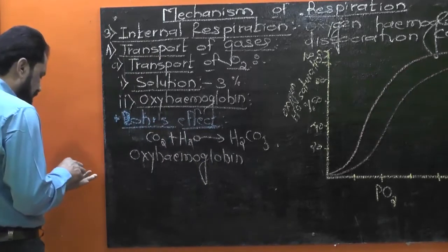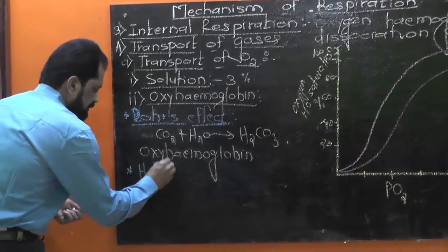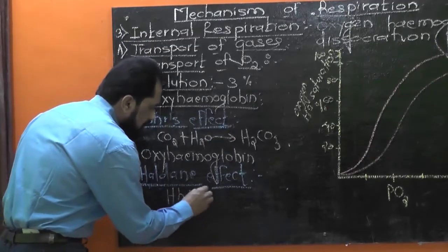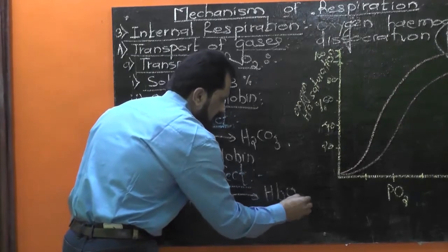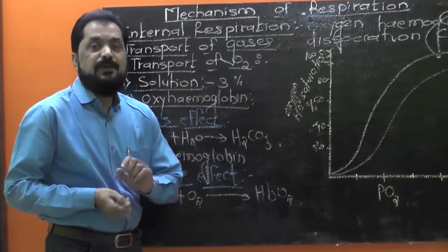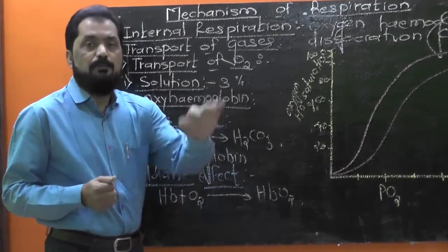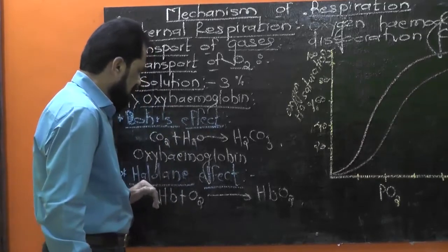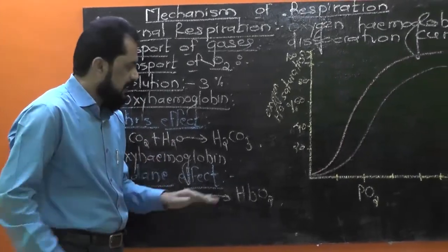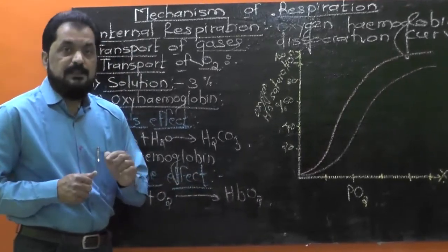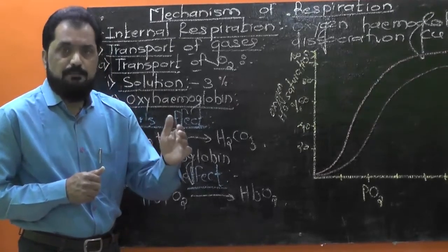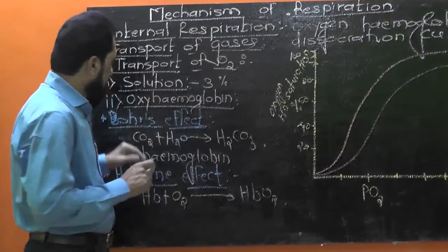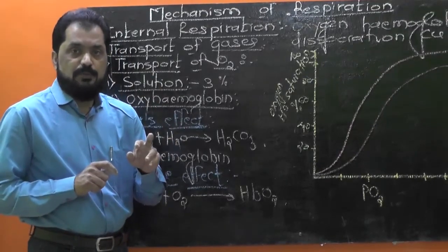While another effect is the Haldane effect. The Haldane effect represents the binding of hemoglobin with oxygen, that is the formation of oxyhemoglobin. It facilitates displacing CO2 from blood. Try to understand. Here the Haldane effect describes that the binding of oxygen with hemoglobin and formation of oxyhemoglobin displaces the carbon dioxide from the blood. It means this Haldane effect plays a very important role in the transportation of CO2, and the Bohr effect plays a very important role in the transportation of oxygen.